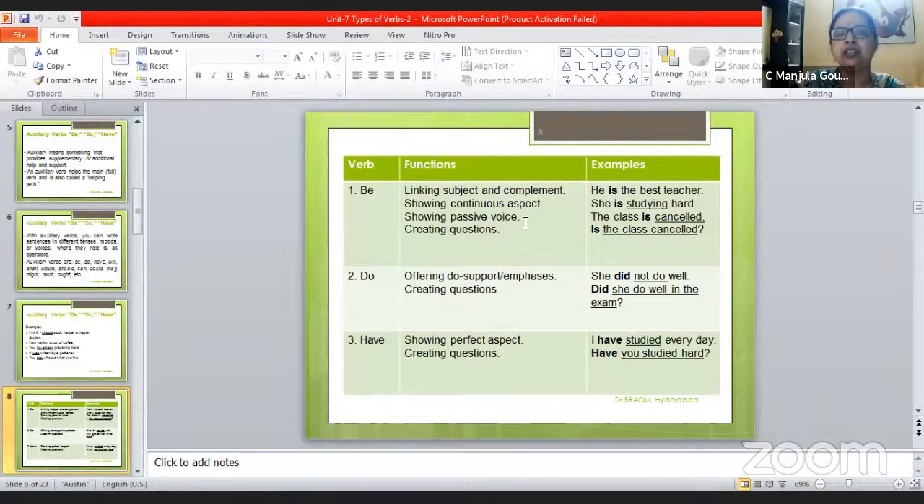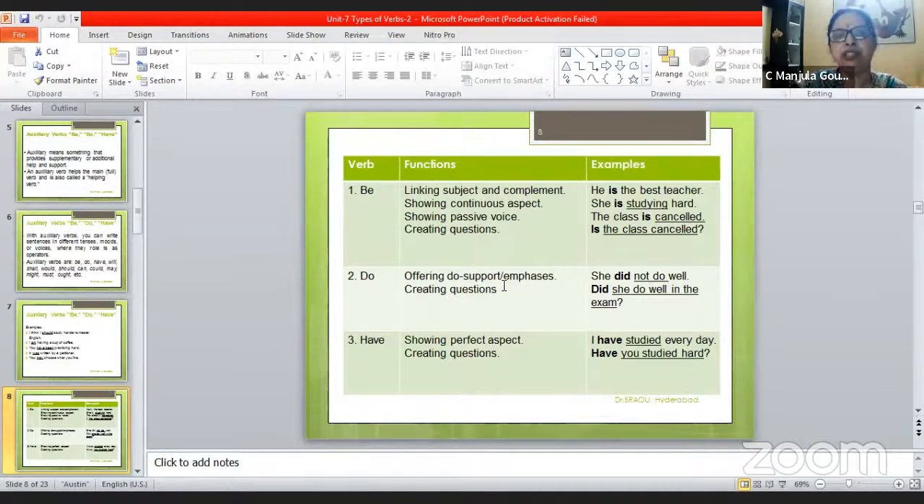Showing passive voice. The class is cancelled. Now, active and passive voice you must have learned in your school days, right? She's speaking about the same thing over here. Creating questions. So the class is cancelled is the statement over there. Is the class cancelled? So what is it doing? It is asking questions. So these verbs have a few qualities of doing things. So these are the qualities of the verb be. Creating questions. So let us see what the word do does.